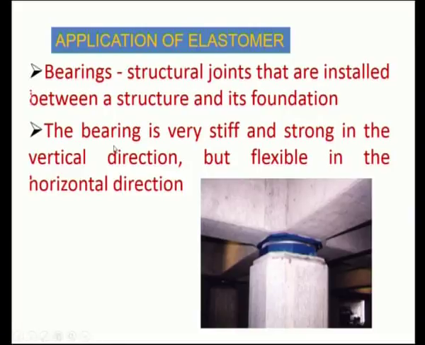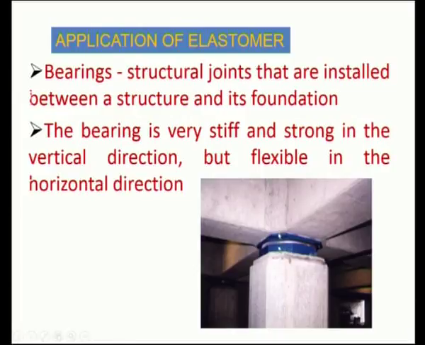Applications of elastomer: it has very good applications. Bearings are structural joints that are installed between structures and their foundations. So, this is the foundation, this is the structure, and in between you can keep this kind of elastomeric material. The bearing is very stiff and strong in the vertical direction, but flexible in the horizontal direction. So, the elastomeric material is flexible in the horizontal direction and very stiff in the vertical direction.